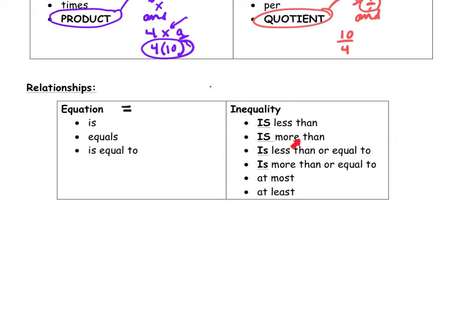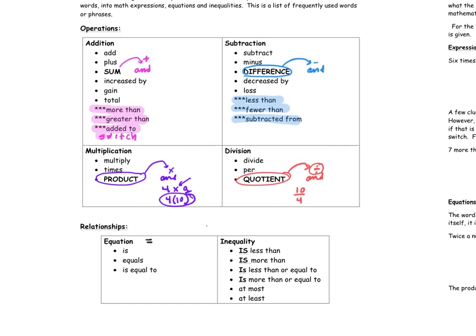is less than, is more than, is less than or equal to, is more than or equal to, at most, at least. We can also include maximum and minimum. You're going to notice that I've bolded or capitalized "is" in front of "less than." So let's compare that to the operations that we saw earlier.